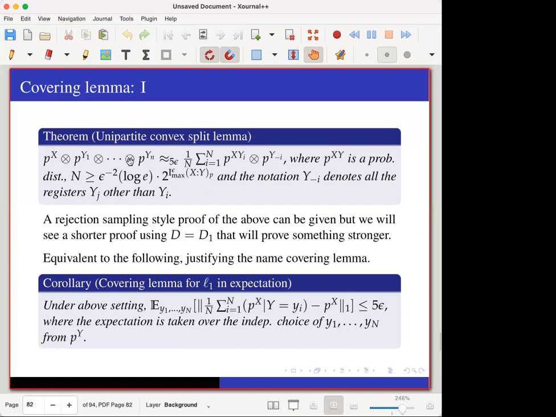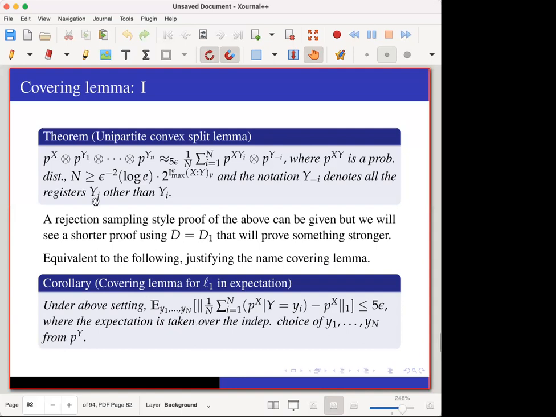It turns out one can actually prove this via a rejection sampling style proof, a little more sophisticated, but we will see the original proof of the authors. It's a shorter proof and it uses more tools. It actually uses the Shannon relative entropy, D, which we know is a Renyi one divergence. In fact, the proof proves something stronger. It says that the relative entropy between the left-hand side and the right-hand side is less than epsilon squared. So by Pinsker, the L1 distance is of order epsilon. Something stronger is even true. The approximate equality in the theorem is in L1 distance, which is the notation for close in L1. This is equivalent to the following lemma, and that justifies the name covering lemma.